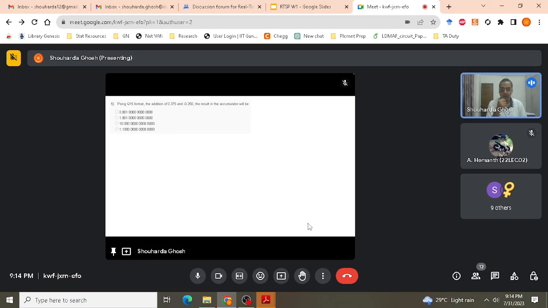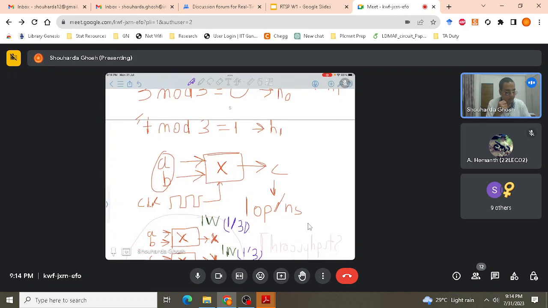Okay, so using the Q format, the addition of 0.375 and minus 0.25, the result in the accumulator will be... can everyone do this, or does anybody require any help? Okay, let me do it because time is running out.